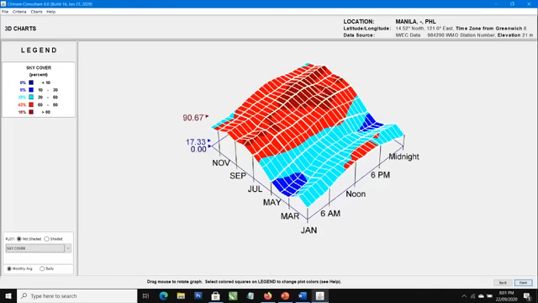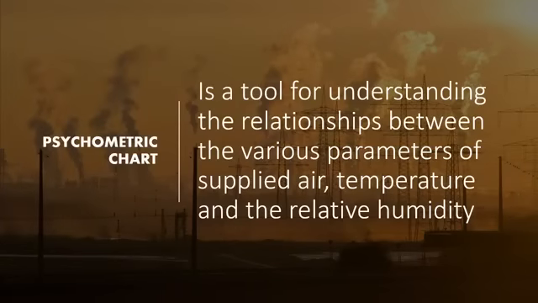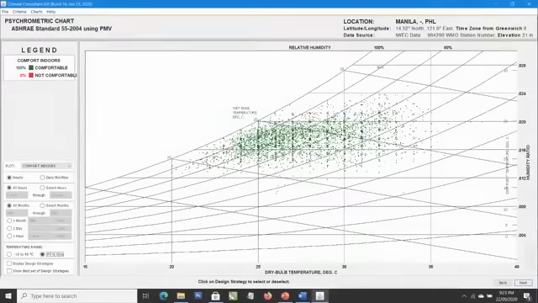So the 3D charts give you the time of day and the month, and the amount of coverage we have on that particular hour. Okay, and then of course, climate studies cannot be complete without the psychrometric chart. Psychrometric charts are tools for understanding the various parameters that we have discussed, like air temperature, humidity, and precipitation in the air. Okay, so it looks like this, right?